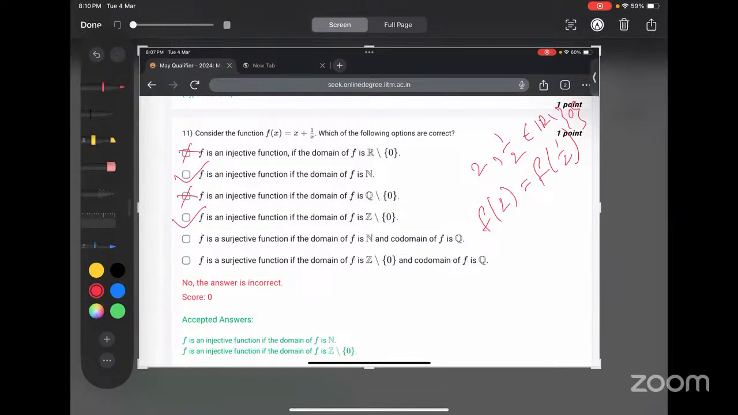Why are they saying minus 0? If I take 0, then we will get 1 over 0, right? So at 0, the function is not defined. That is why we have to exclude 0 from the domain.